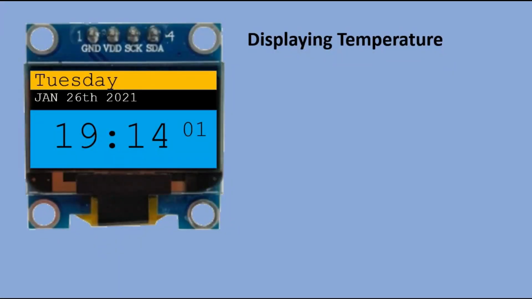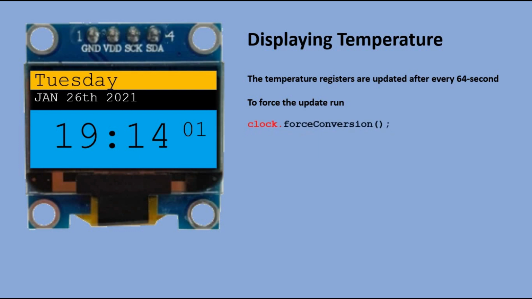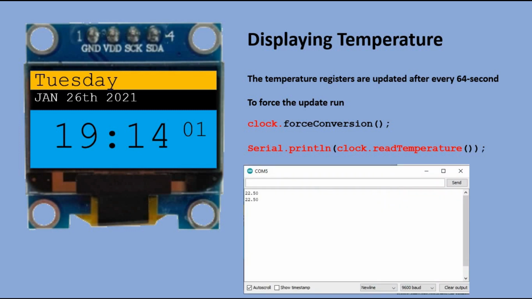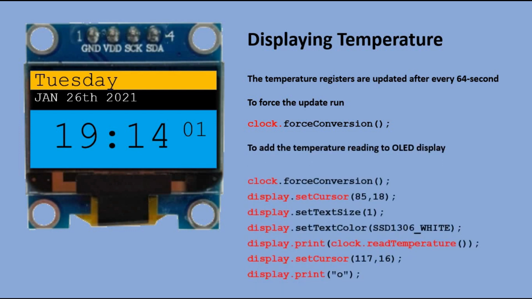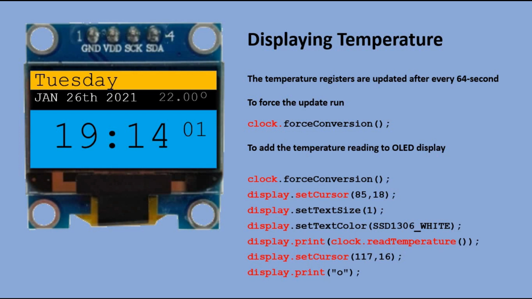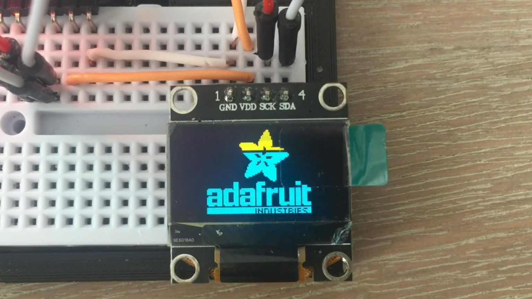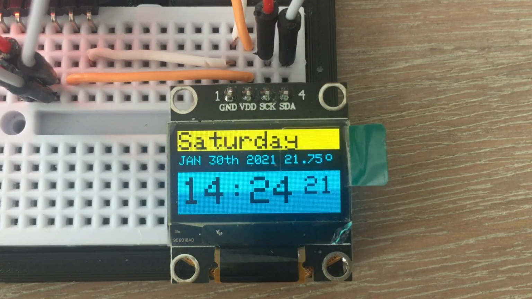DS3231 also has a built-in temperature sensor. The temperature registers are updated after every 64 seconds conversion. If you want to force temperature conversion, use force conversion function. This command would output temperature reading into serial monitor. To add the current temperature to the OLED display, we add following block to our code. Looks great!